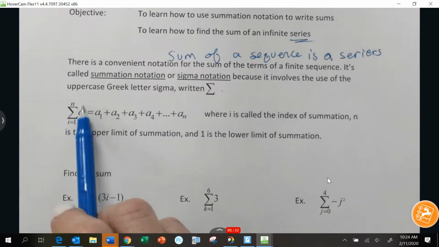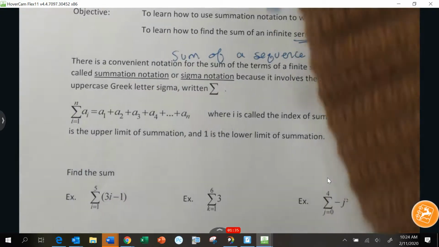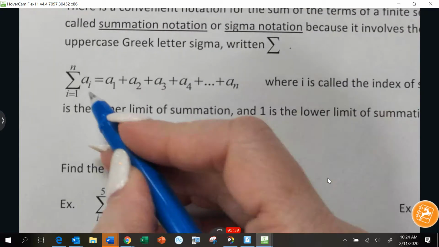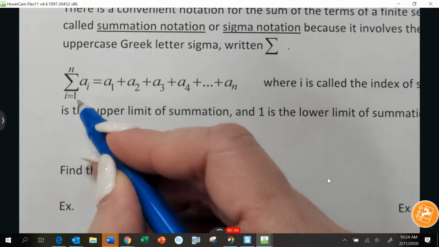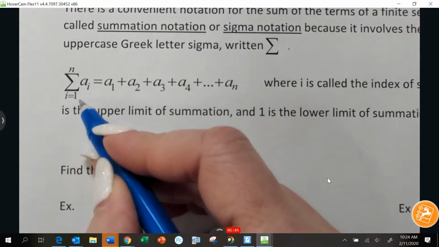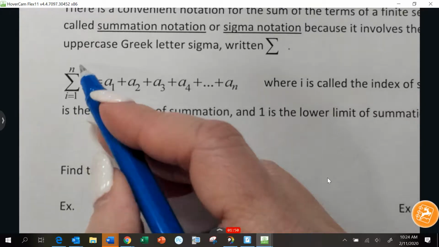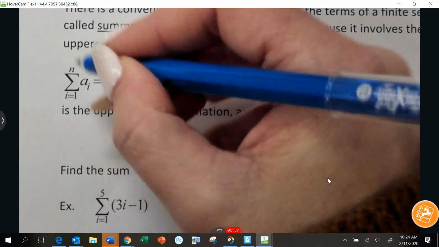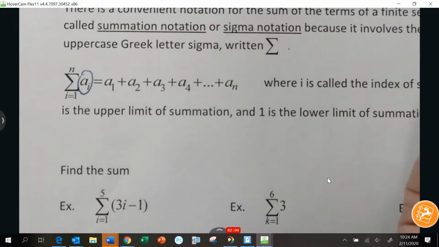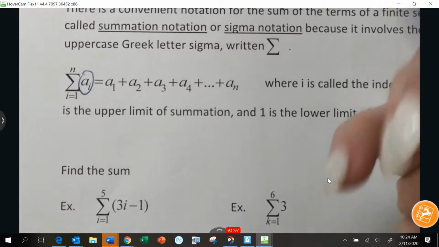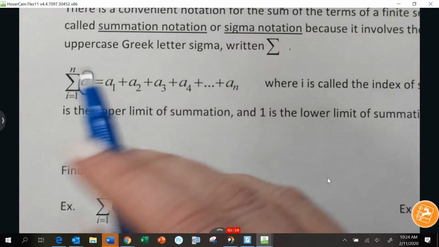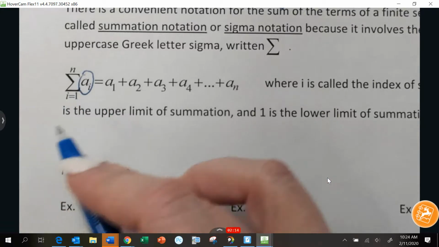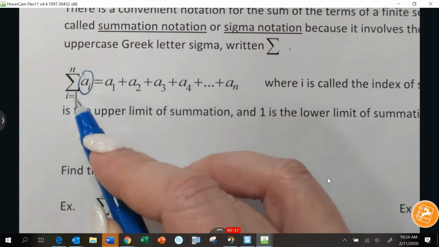So what happens when you have this sigma notation is at the bottom, you will have a variable. This particular example says i equals 1, but it does not have to be i and it does not have to be 1. Another number. Okay? And right next to it, you will have a formula, like 2n minus 3. You'll have an expression.